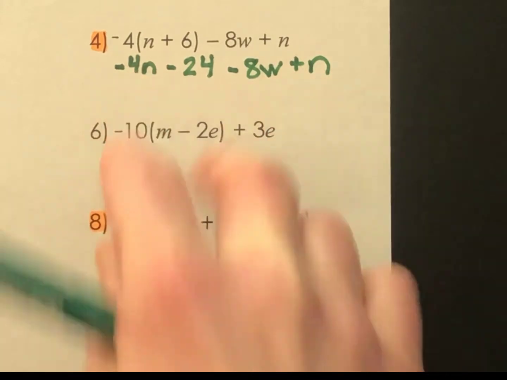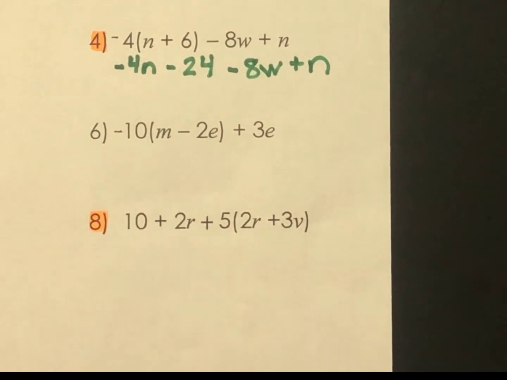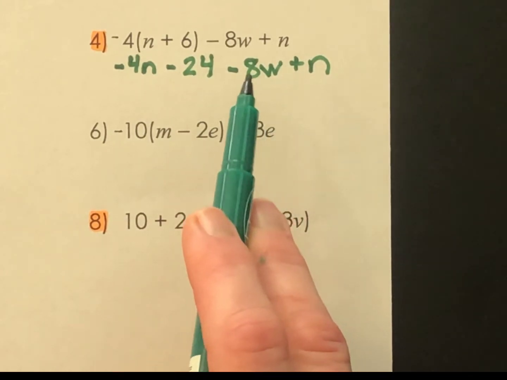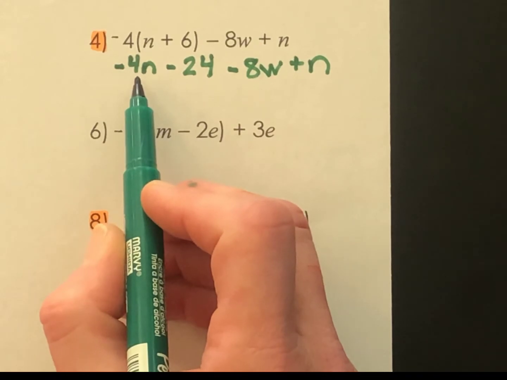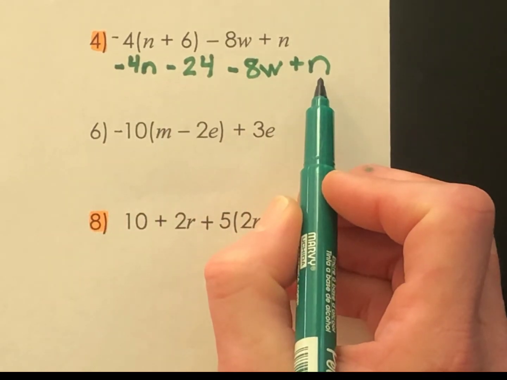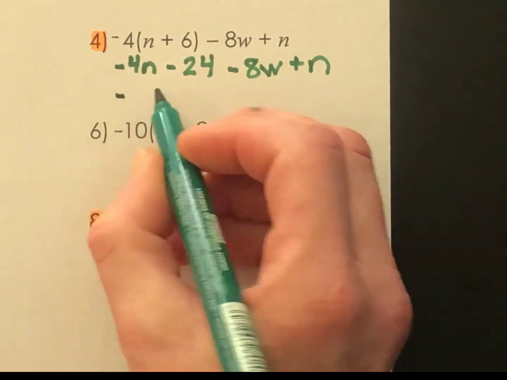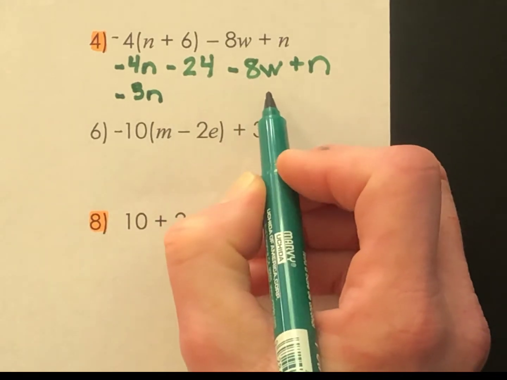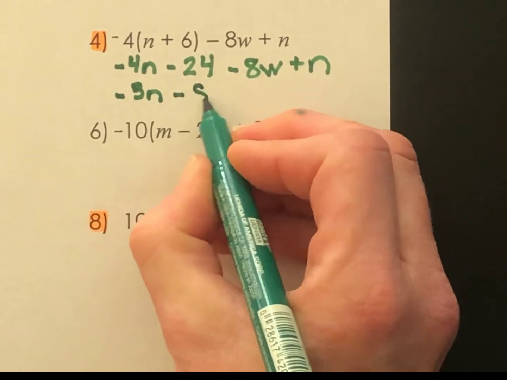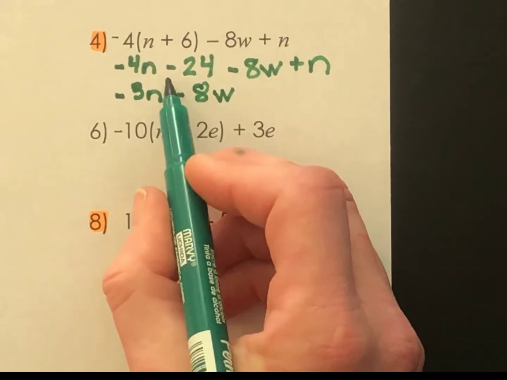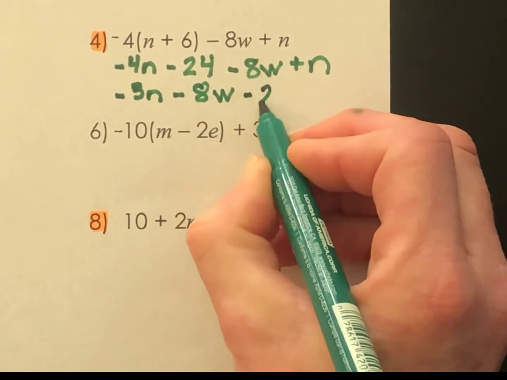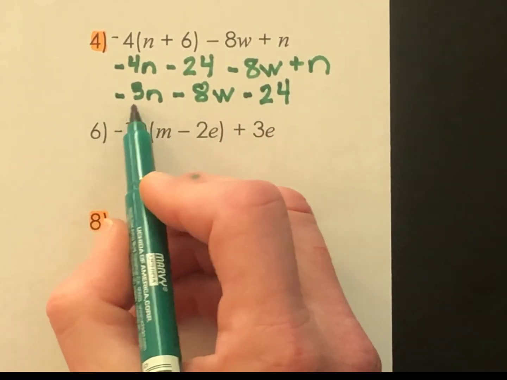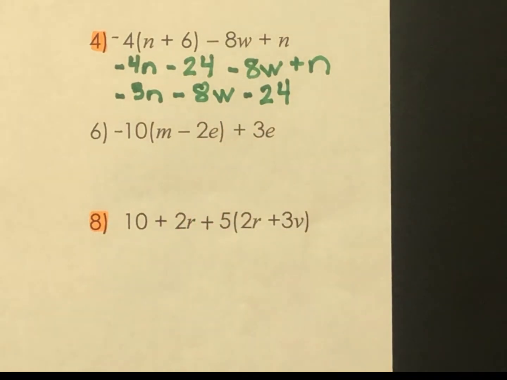I see that I'm not finished. I've got 2 n terms. So I need to write it in alphabetical order. Got an n and a w. N comes first. Negative 4n plus n would make negative 3n minus 8w minus 24. And that is finished. Negative 3n minus 8w minus 24.